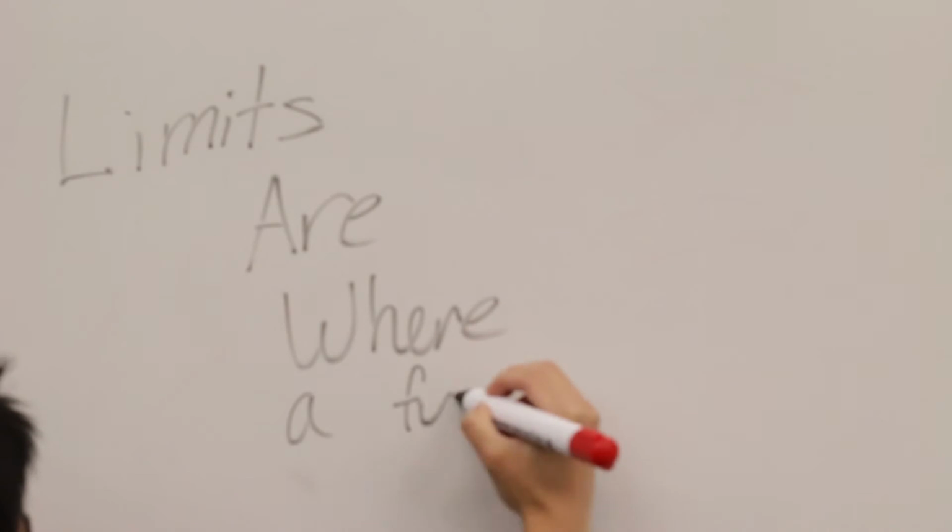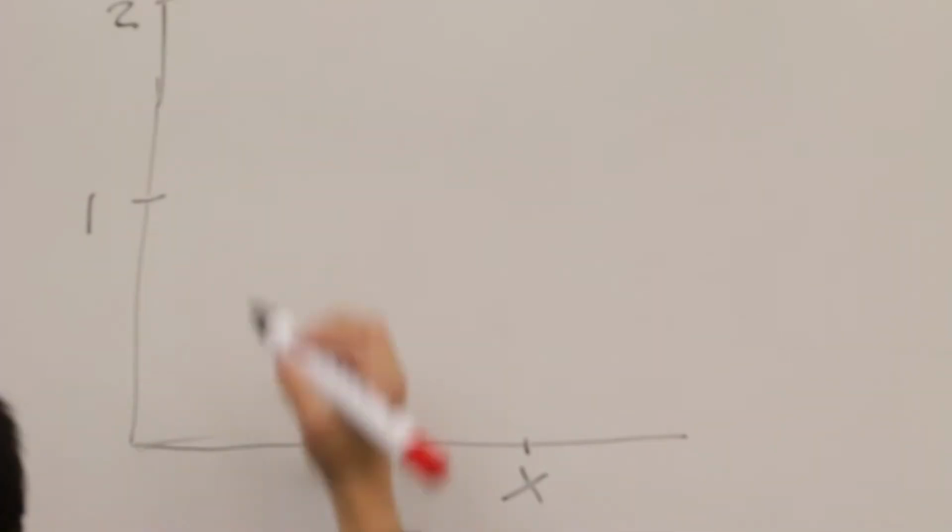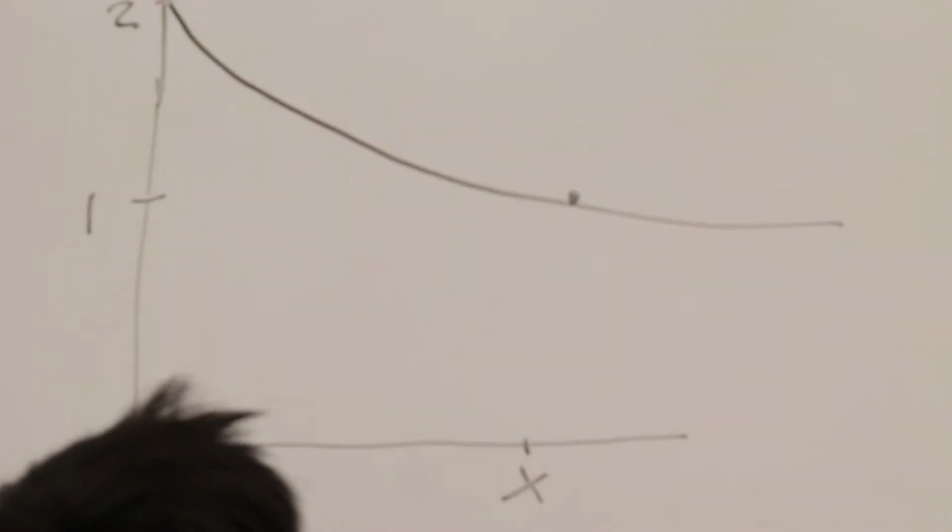Limits are essential to calculus and often the first part of calculus that you learn. Remember, limits are where a function is approaching, not the point that it is at. On a graph such as this one, at the value of x, the function is approaching 1 no matter from which side. It is clear that the function's limit is 1.